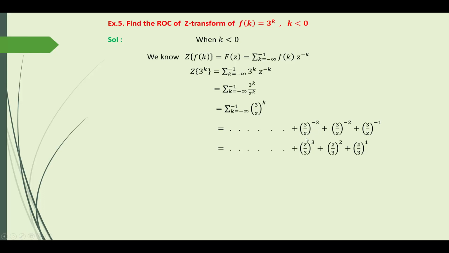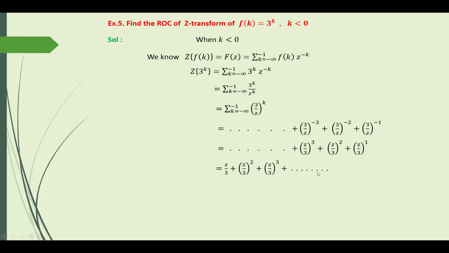This is minus 3, so write down the reciprocal: z upon 3 raised to plus 3. Also write down this in reciprocal, z upon 3 raised to plus 2. Also write down this term in reciprocal, z upon 3 raised to 1. Now write down this series in reverse order. Write down the first term equal to z upon 3 plus z upon 3 square plus z upon 3 cube plus dot dot up to infinity.